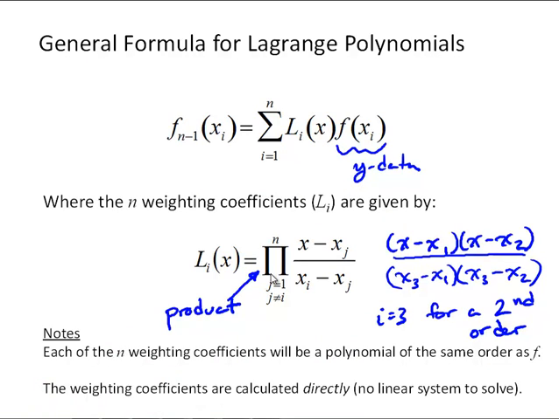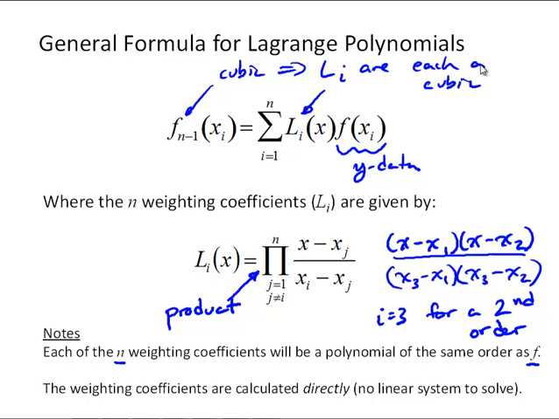Couple notes: each of the n weighting coefficients is going to be a polynomial of the same order as f. So if f is a cubic polynomial, then each L sub i is a cubic.